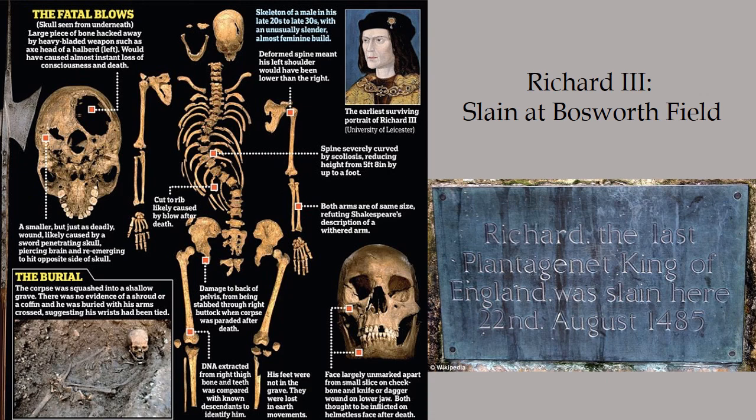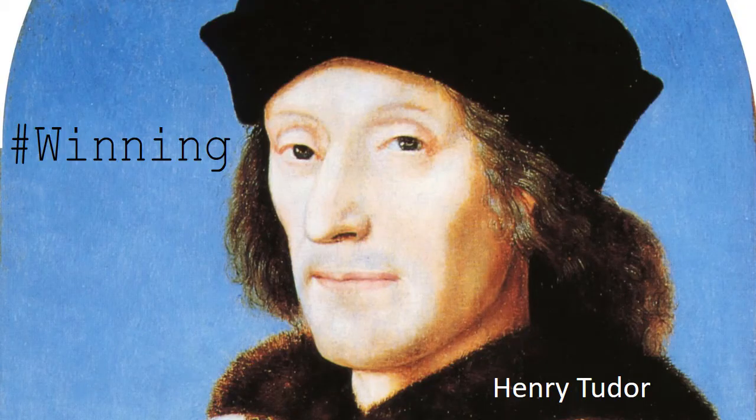And Richard would become the last Yorkist king, and he would be replaced by a Lancastrian, Henry Tudor, who would later go on to become Henry VII and found the Tudor dynasty, which would rule England for quite a while, all the way up until Elizabeth I. So the Tudors would rule England for well over a century, establishing themselves as the royal family of England.